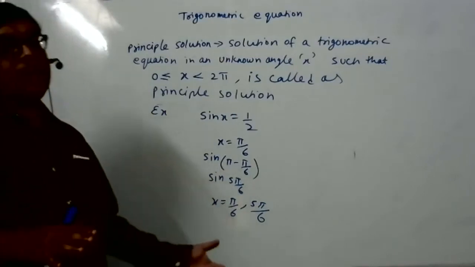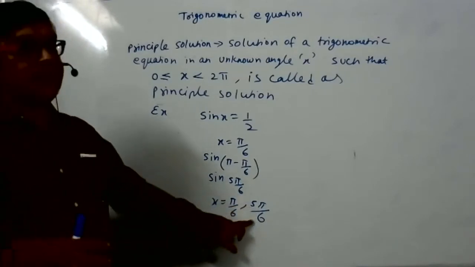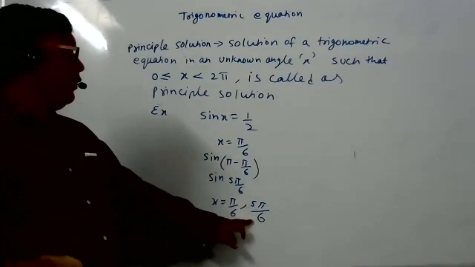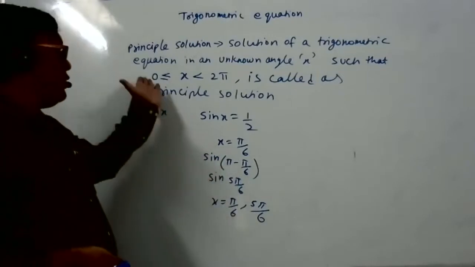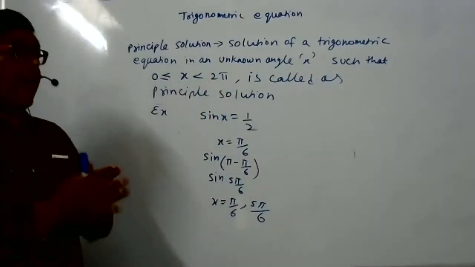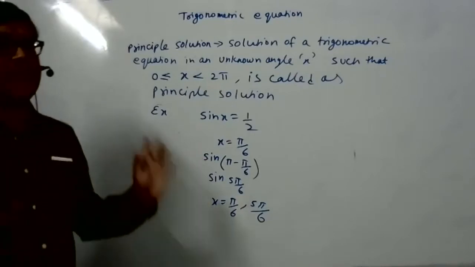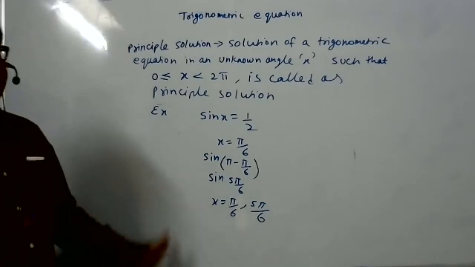But these two solutions are principal solutions because one angle is 30 degrees and the other one is 150. 30 and 150 are between 0 and 360. If you find the angles whose value is between 0 and 360, that answer is a principal solution. Copy down.